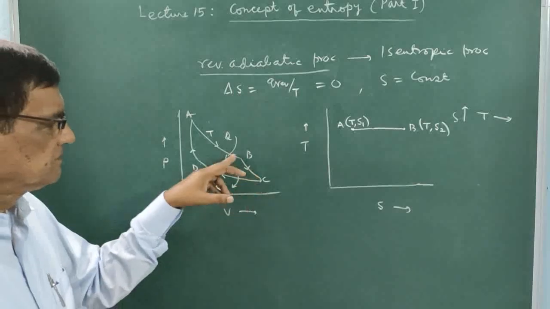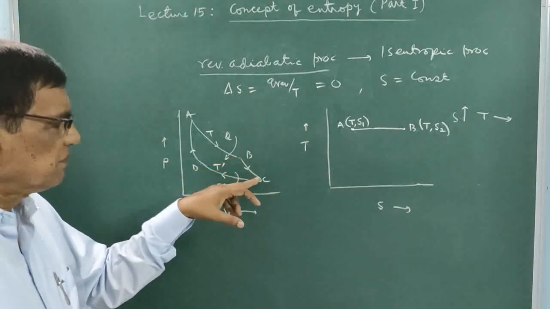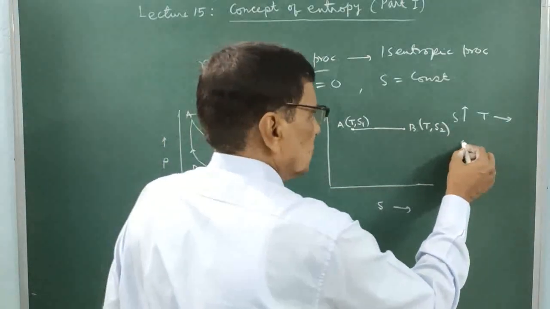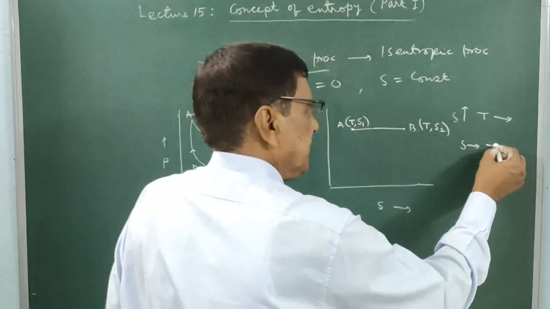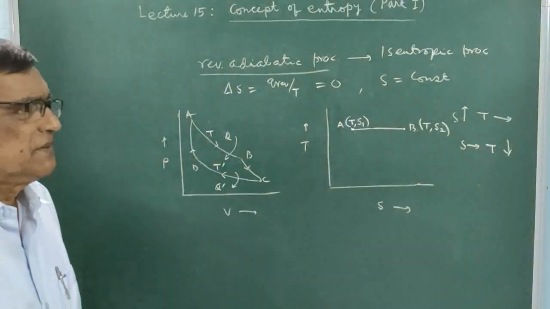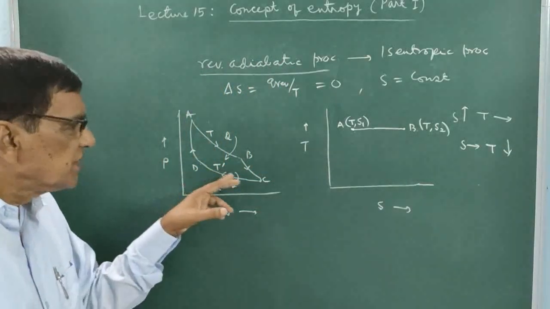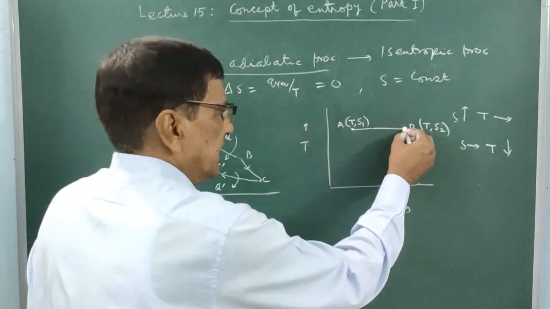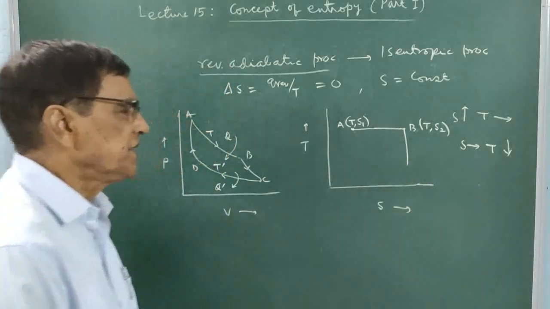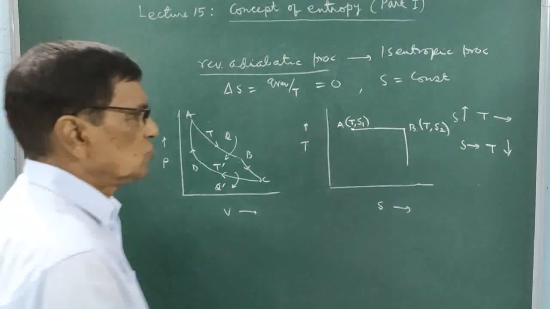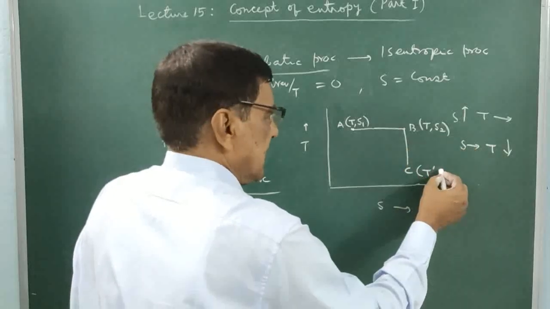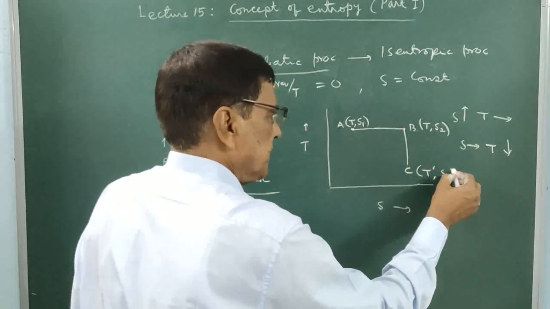Now the second step, B to C. In B to C, entropy is constant, but it is an adiabatic expansion, so temperature falls, temperature decreases to T dash. So this curve will be like this one: entropy fixed and temperature decreasing for B to C. And so it is C. You can write the temperature T dash, temperature decreased and entropy remains the same, S2.